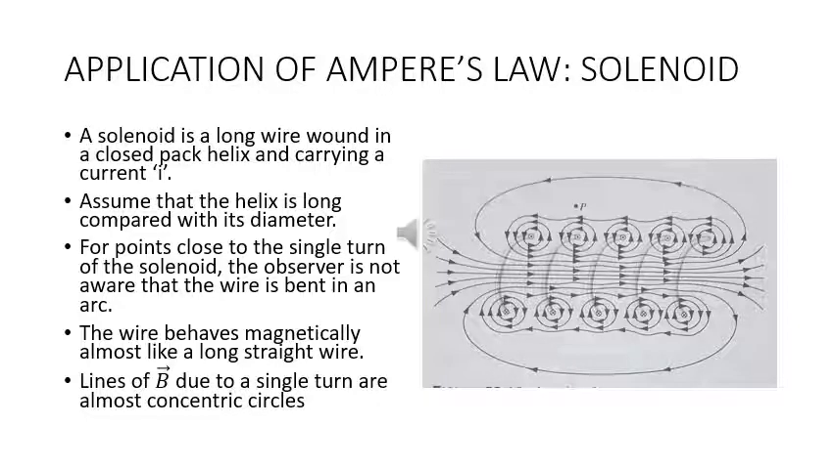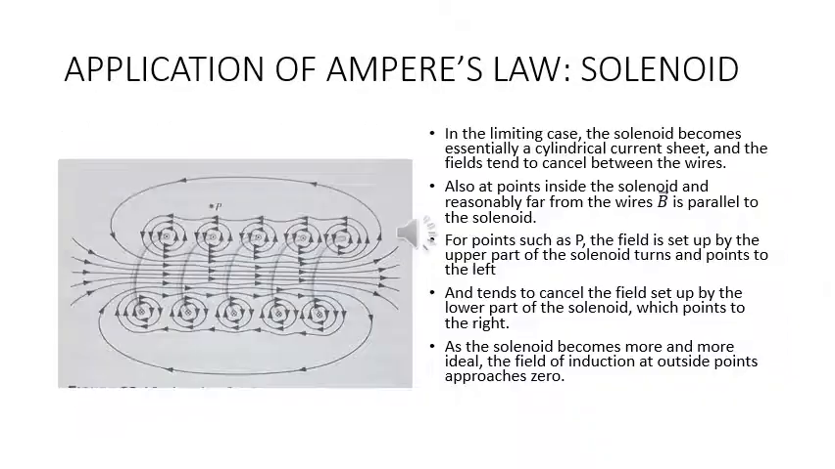For points close to a single turn of the solenoid, the observer is not aware that the wire is bent in an arc. So the wire behaves magnetically almost like a long straight wire. The lines of B due to a single turn are almost concentric. In the limiting case, the solenoid becomes essentially a cylindrical current sheet and the fields tend to cancel between the wires. Also at points inside the solenoid and reasonably far from the wires, B is parallel to the solenoid.